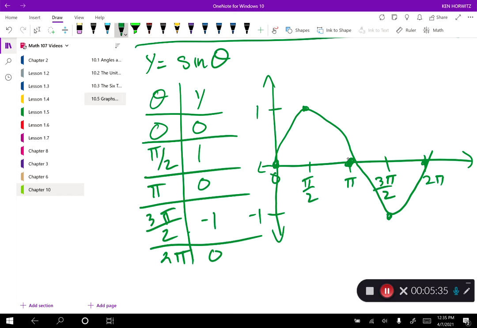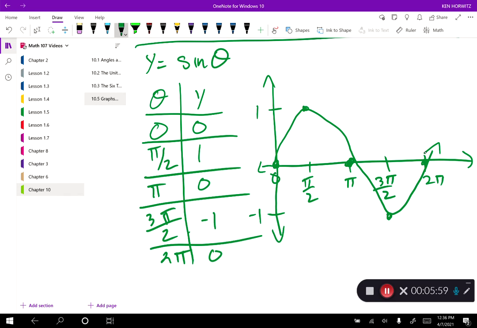What you'll find is that if you chose any other value like pi over 3 or pi over 4, you would have a value along this curve. Now remember, you don't need every point to get your graph. I always say draw a sketch, meaning you need just enough points to get a good shape of your graph.